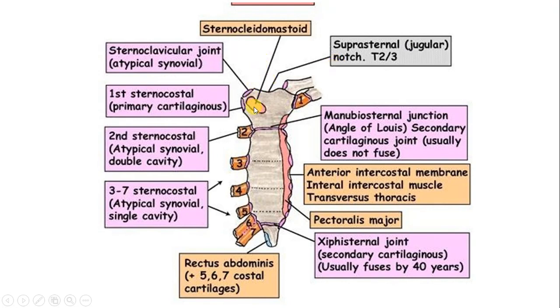And here, the last one, is shown the insertion of sternocleidomastoid, or the origin or insertion of one of the attachments. On the xiphoid process below is the origin or insertion of the rectus abdominis muscle. Along with that are the 5th, 6th and 7th costal cartilages, which are also the attachment of the rectus abdominis muscle.